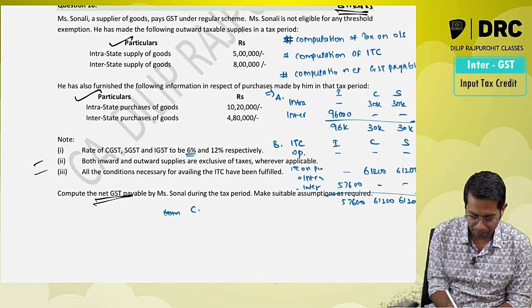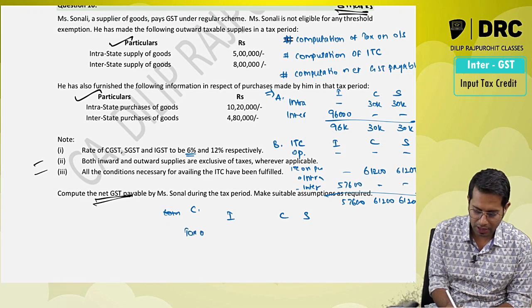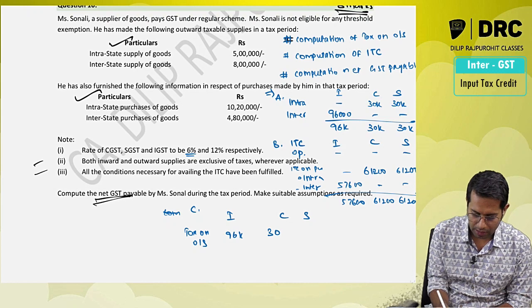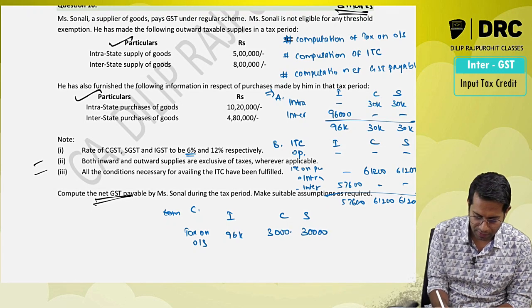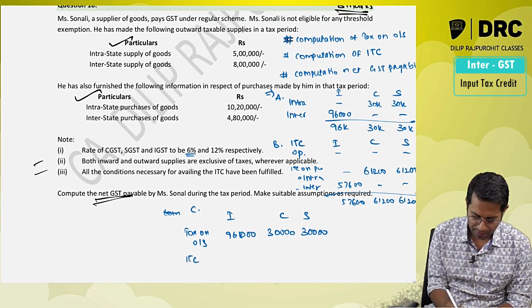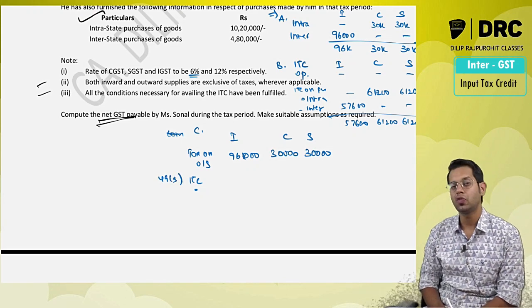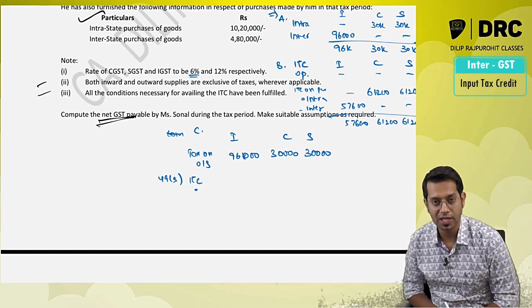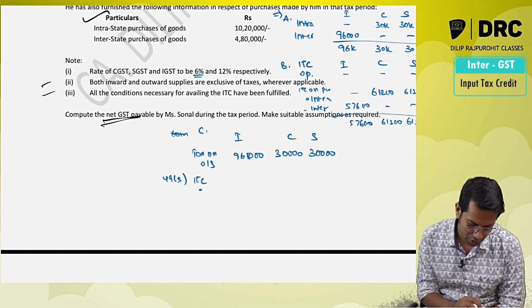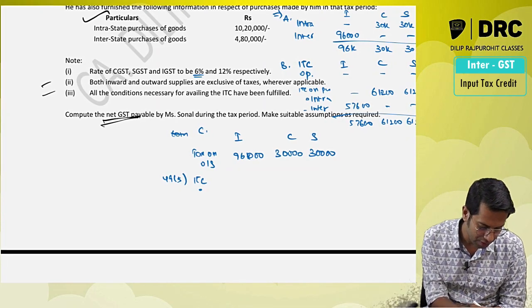Step 3: IGST, CGST, SGST. Tax on outward supply is how much? 96,000, 30,000, 30,000. This I have taken from where, sir? Step number 1. Then ITC available. Now you will have to apply section 49(5), utilization of input tax credit. What is the manner of utilization of input tax credit, sir? I hope you know this manner of utilization of input tax credit.